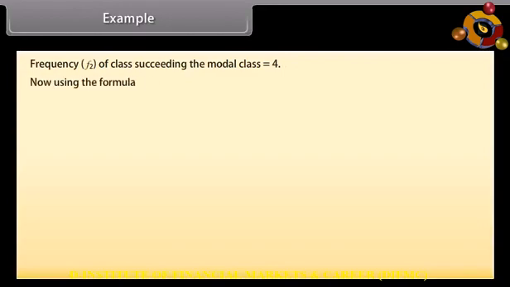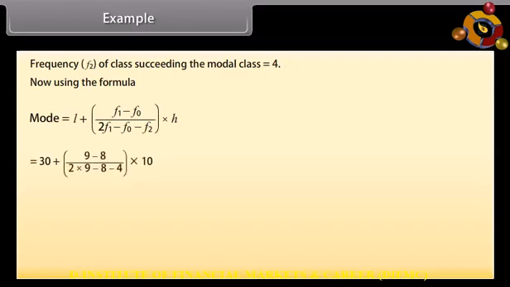Now, using the formula given below, L plus F1 minus F0, divided by 2F1 minus F0 minus F2, multiplied by H, we will find the mode as 30 plus 9 minus 8 by 2 into 9 minus 8 minus 4, into 10, equals 30 plus 10 by 6, which equals 30 plus 1.67 equals 31.67.